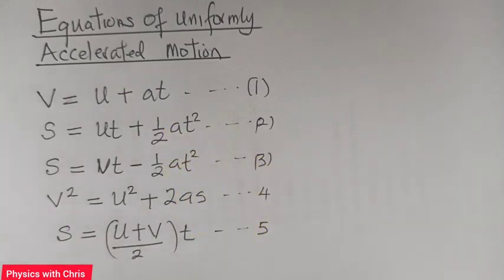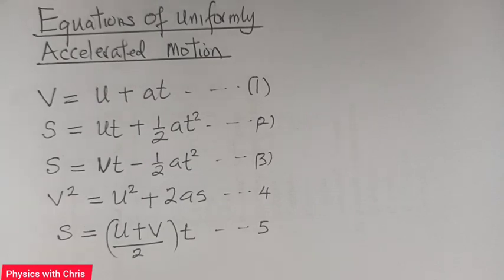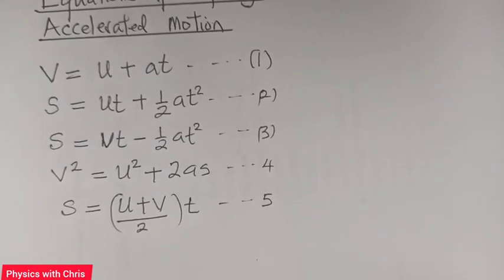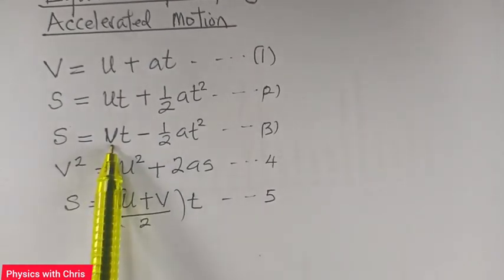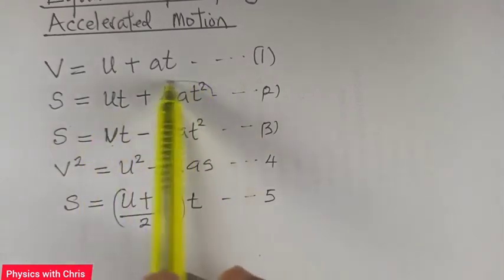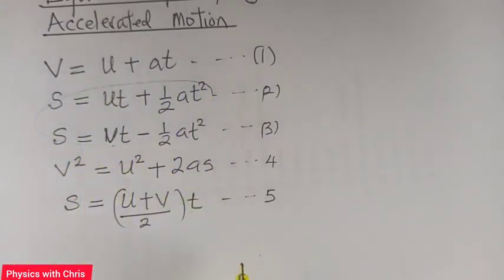And here we have about 5 equations. We call them equations of uniformly accelerated motion. The first equation is: the final velocity equals initial velocity plus acceleration multiplied by time. Then you can see the second equation of motion, and the third is a follow-up of this. You can call them both equation 2 because there is just a slight difference between them. Then the next equation is v squared equals u squared plus 2as. And the last one is distance or displacement equals average speed multiplied by time.